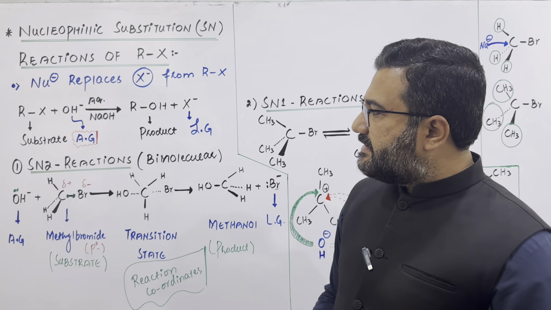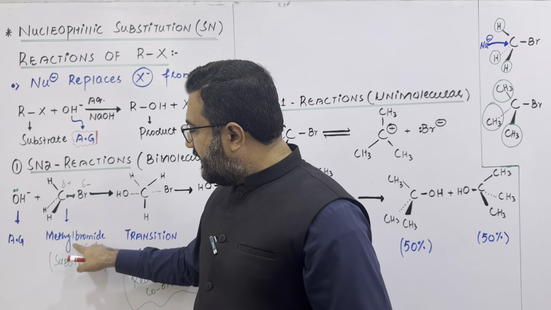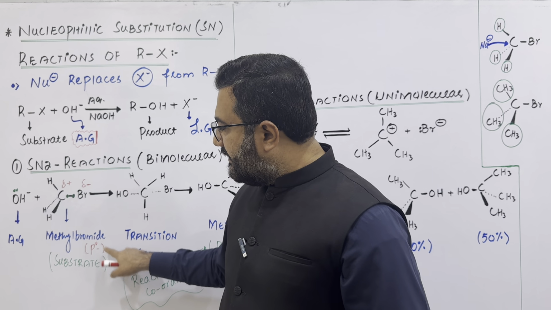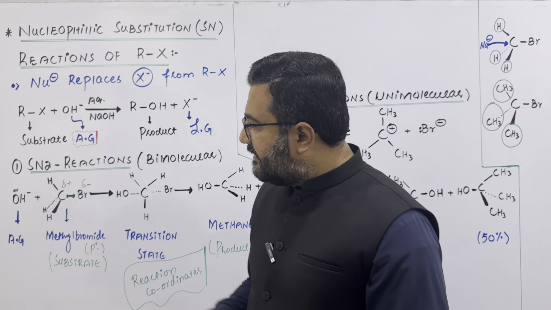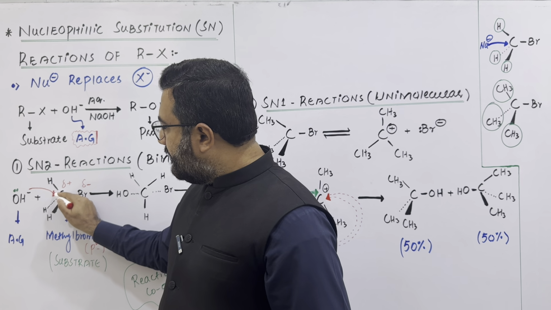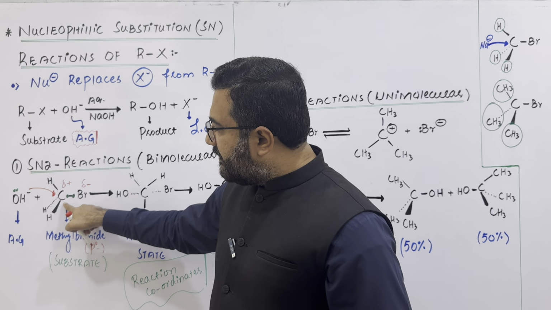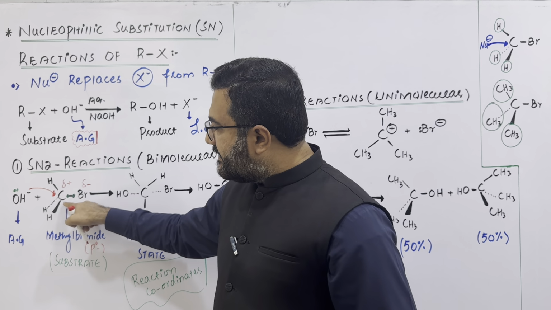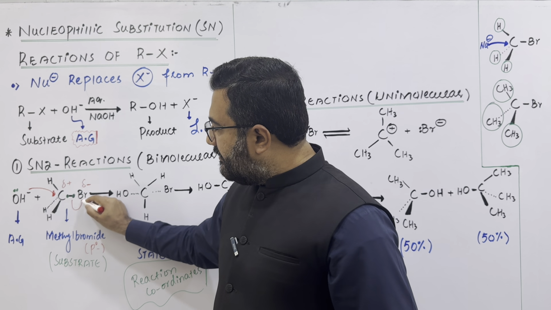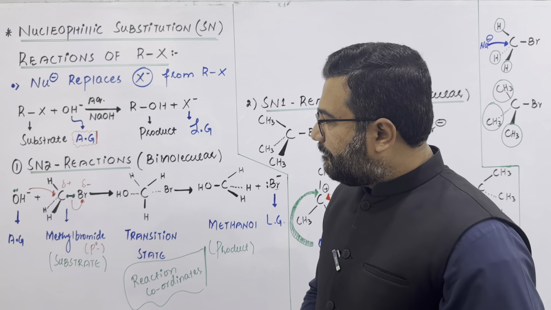Now my dear students, in case of SN2 reactions, we have taken an example of methyl bromide here, which is a primary alkyl halide. It will act as substrate, and the attacking group OH negative will attack on the alpha carbon of the alkyl halides. This one is the alpha carbon. When the OH negative attacks the alpha carbon, then alpha carbon breaks its bond with the halide or the bromide.